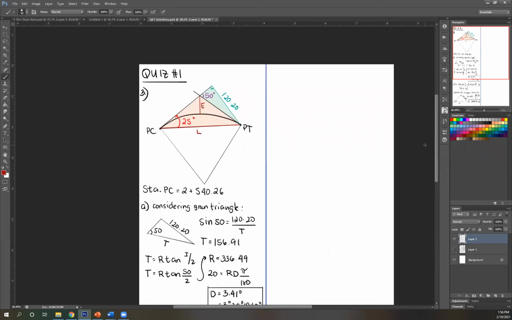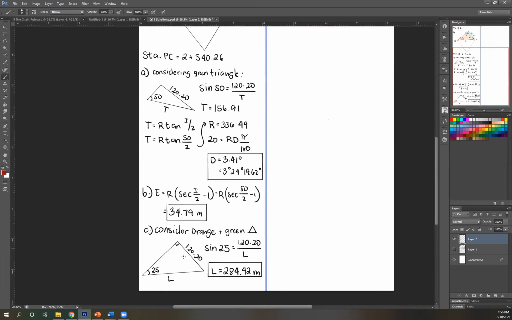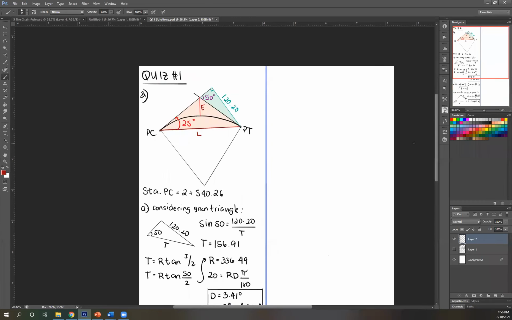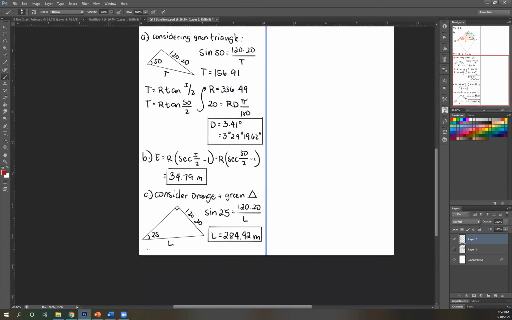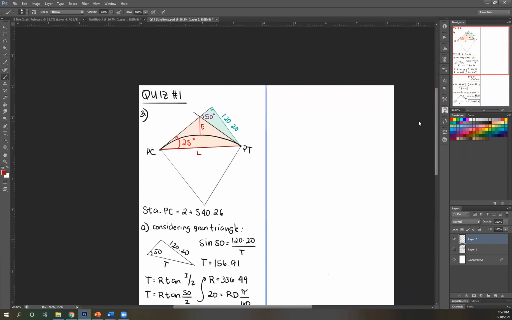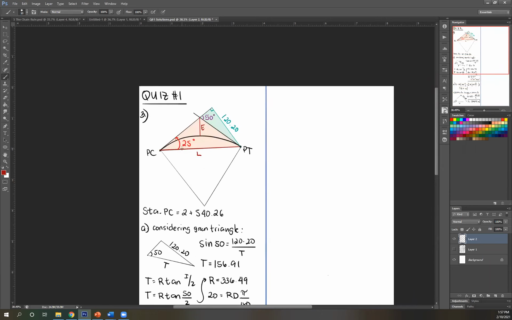you can just look at your drawing. Looking at the drawing, I got another, not a right triangle, but a triangle. So isolating that, this is your L. Considering this whole thing, we have another right triangle if you consider the green portion. So you have a right angle here. Considering this total right triangle, this is L, this is 120.20, and then this angle is 25.